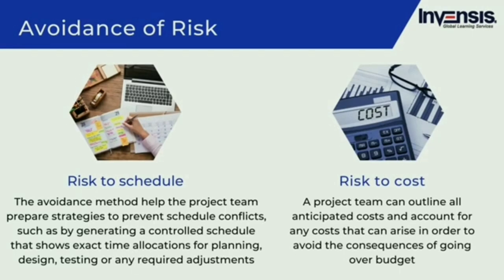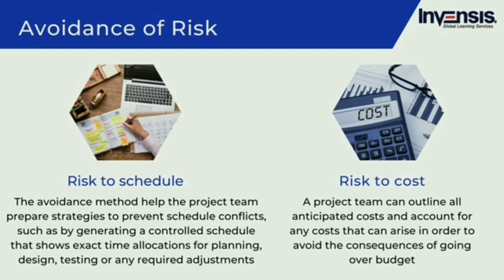By recognizing potential concerns that might have an impact on the project's timing, it is possible to avoid schedule impacts. Important deadlines, due dates, and final delivery dates can be impacted by risks, such as being too optimistic about a project's duration. The avoidance method can help the project team prepare strategies to prevent schedule conflicts, such as by generating a controlled schedule that shows exact time allocations for planning, design, testing, and retesting, as well as making any required adjustments. In order to prevent time management risks, it is also possible to schedule non-working hours.